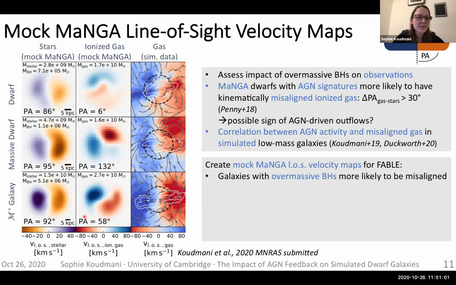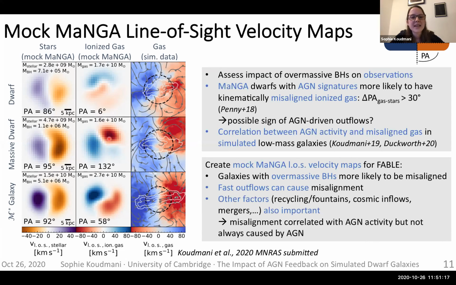However, we found that these offsets that you can see here in the kinematic position angles are not always caused by fast outflows. They can cause misalignment, as here for the massive dwarf, where this redshifted feature is driven by an outflow, but other factors such as recycling, cosmic inflows, or mergers are also important. For example, here, where the redshifted feature is caused by an inflow for the M-star galaxy. And of course, cosmic inflows or mergers will also trigger AGN activity. So the misalignment would still be correlated with AGN activity, but not caused by the AGN itself.